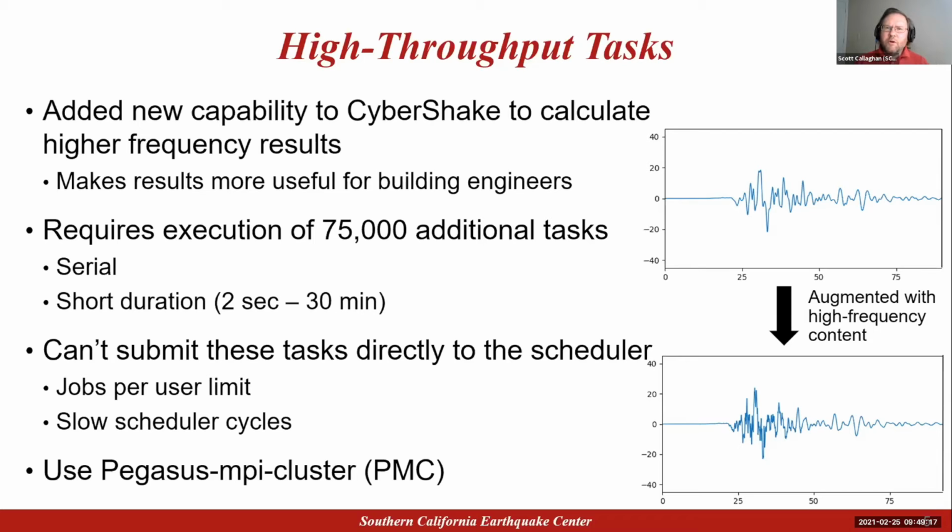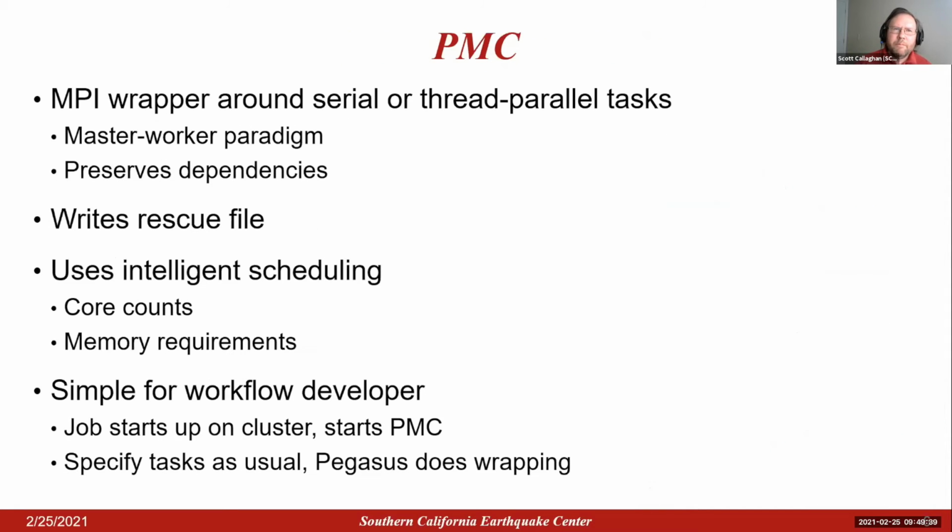You could, of course, use an approach like Glidein, but then you're really just switching the problem, right? Instead of it being a cluster scheduler problem, it's a Condor scheduler problem. You have more knobs that you can turn on that, but you're still going to run into some of the same problems. And so what we've used is one of the tools that ships with Pegasus, and that's Pegasus MPI Cluster, or PMC for short. PMC is an MPI wrapper, so a parallel wrapper, around your set of serial tasks, and uses a master-worker paradigm.